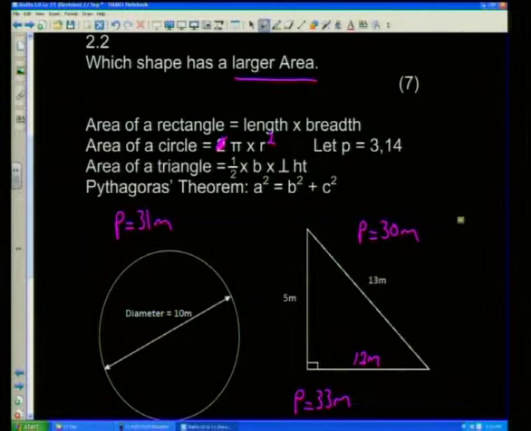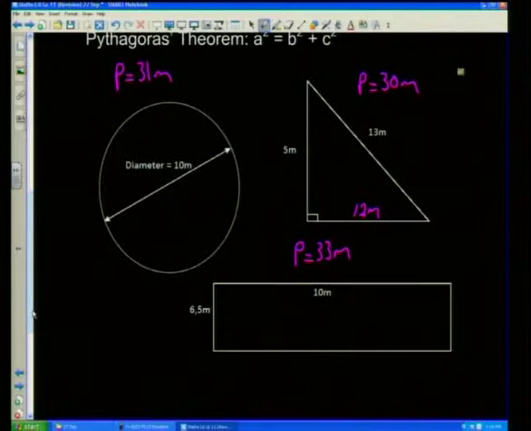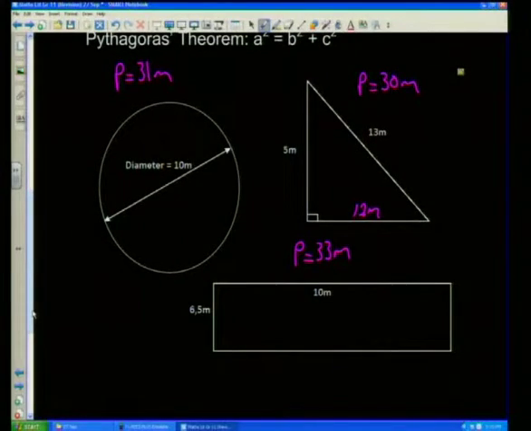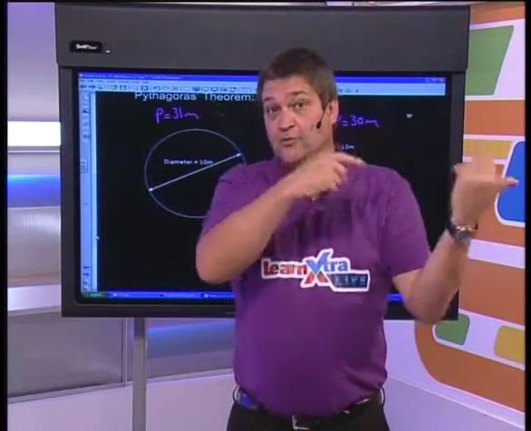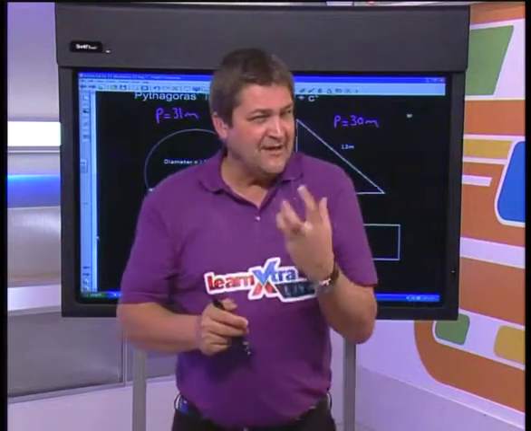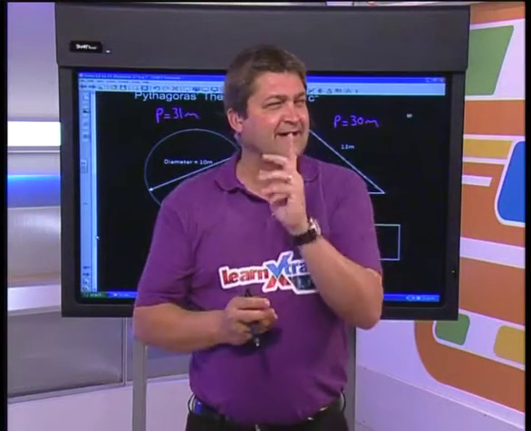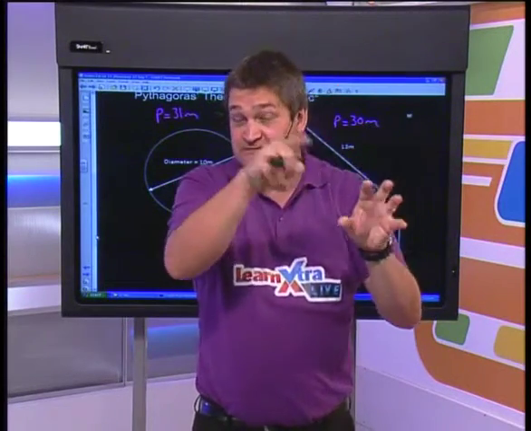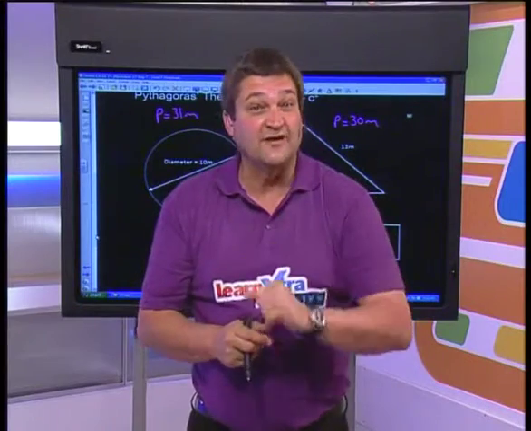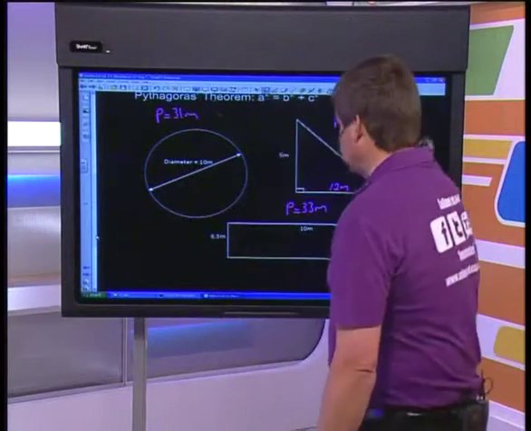Now, I've had a look at our diagrams, and to make life interesting, I've included the perimeters of those shapes that we calculated in the question before this. Because it's going to be quite interesting to say, if a shape has the greatest perimeter, does it mean it has the greatest area? Let's try and figure that one out. Okay, so let's do it.